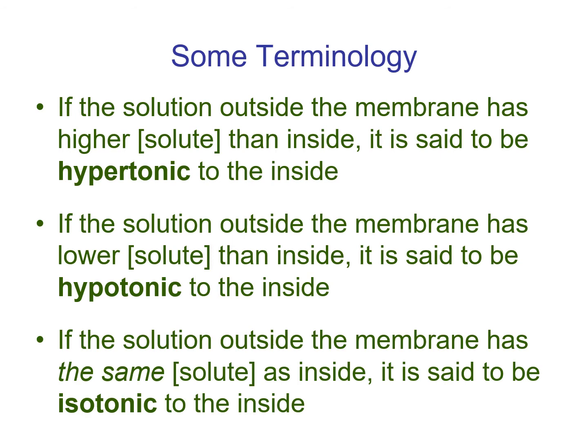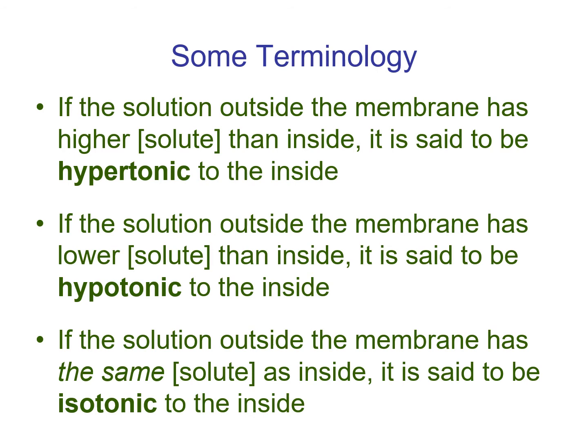Now we could be talking about different solutes that won't move across the membrane. So I could say a 5% solution of salt is isotonic to a 5% solution of sugar, if we're using a membrane that is impermeable to both salt and sugar. As far as the water is concerned, the water will move down its concentration gradient. The water doesn't care whether we're dealing with salt or sugar or a mixture of the two.